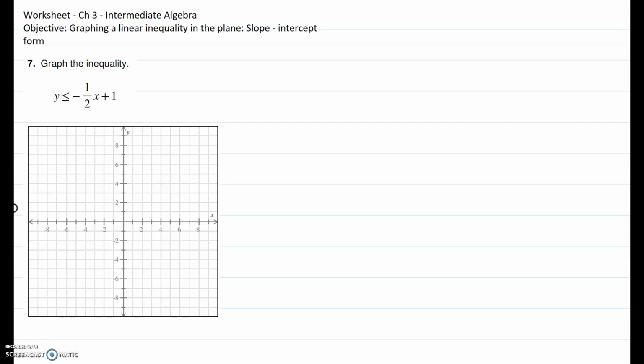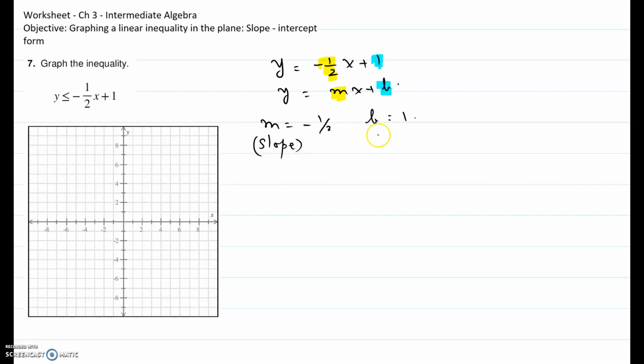First, we will graph the line y equal to negative 1/2 x plus 1, which is the boundary. So here it is in the form y equal to mx plus b, where m is the slope, which is negative 1/2, and the y-intercept is b, which is 1. So y-intercept equal to 1. So this is the slope, and b is the y-intercept.